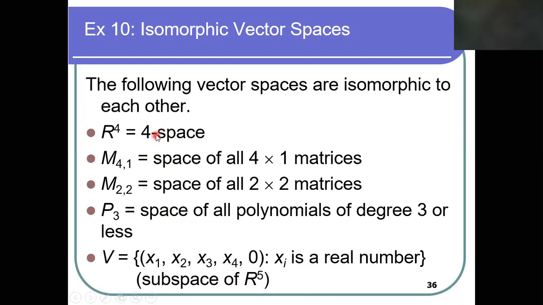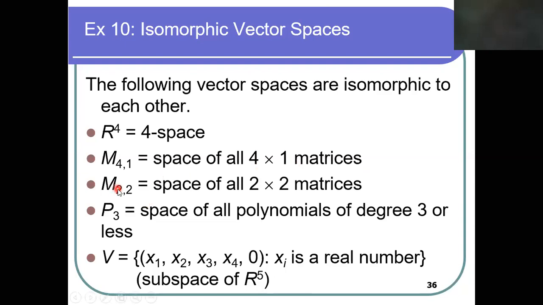Basically, the R4 space consists of the fundamental vectors 1, 0, 0, 0; 0, 1, 0, 0; 0, 0, 1, 0; 0, 0, 0, 1. Then M41 means the space of all 4 cross 1 matrices. It has 4 rows and 1 column. It is equivalent to A, 0, 0, 0, then 0, B, 0, 0, then 0, 0, C, 0, then 0, 0, 0, D.